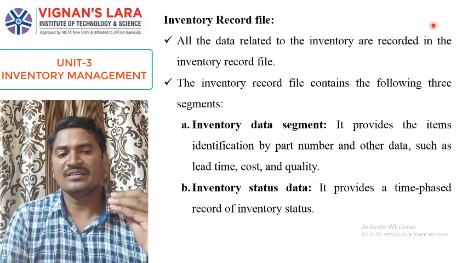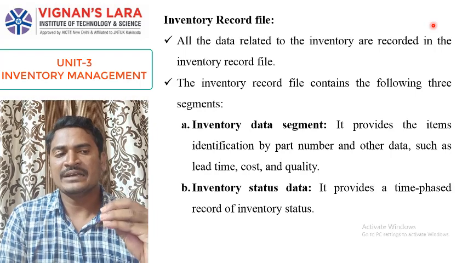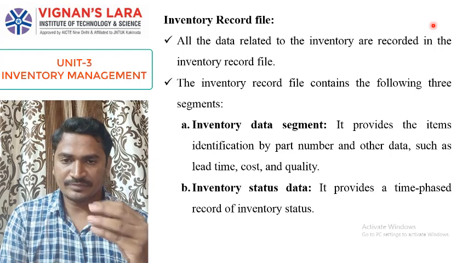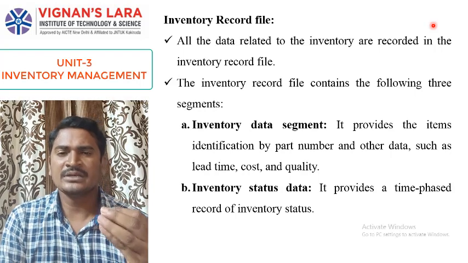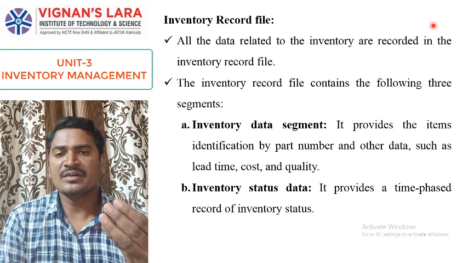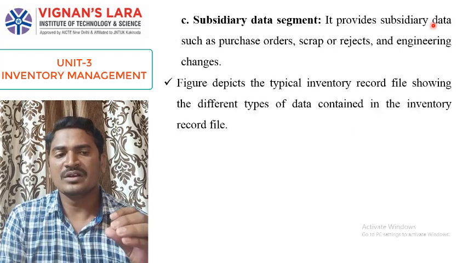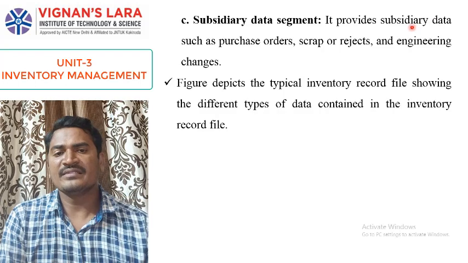Then the second one is inventory status data. It provides the time-based record of the inventory status, which means when we started the production, when it was going to stop, and what things happened in that duration. Those are all things we are maintaining as a record.